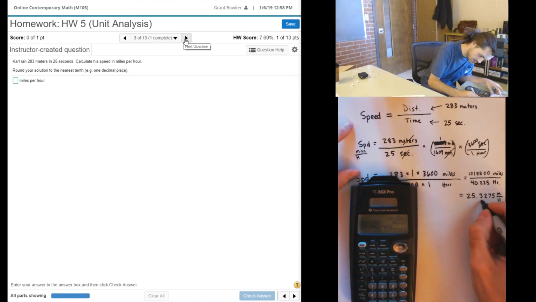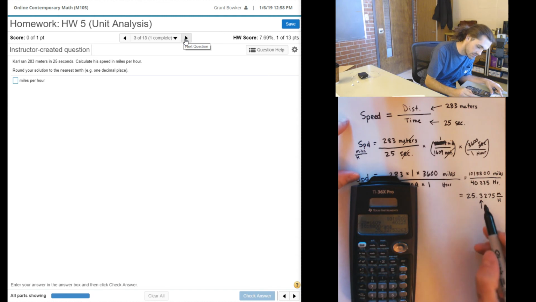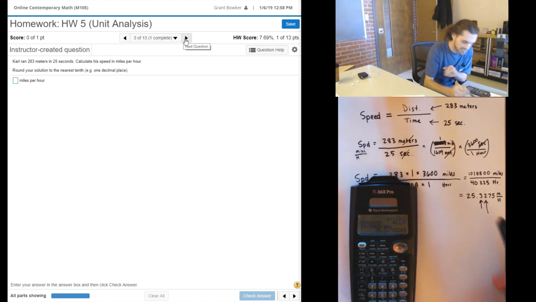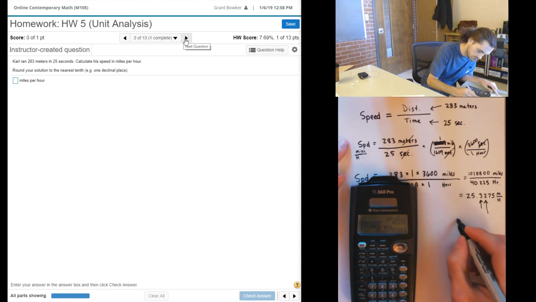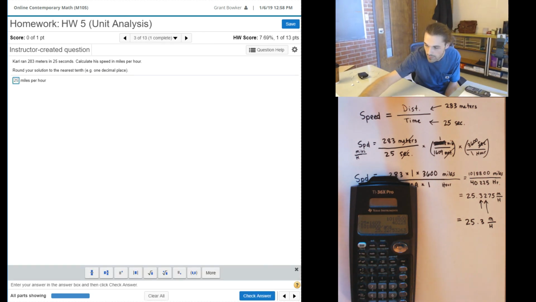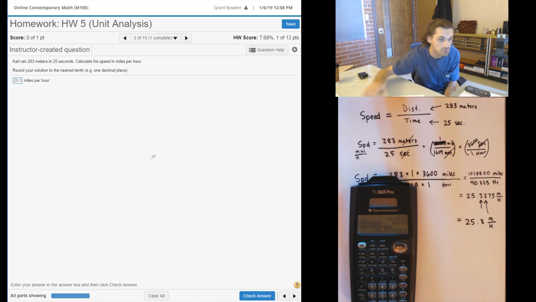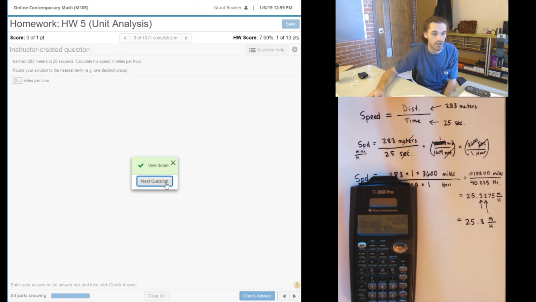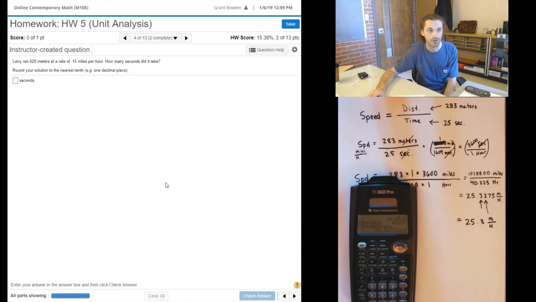So the 10th position is the first decimal place. To round to the first decimal place, we need to inspect the second decimal place and ask ourselves, is that number big enough to round up my first decimal place? The answer is no. So the solution is 25.3 miles per hour. 25.3. Moment of truth. Hey, we got it. Nice. All right. That's one more for the books and homework 5.